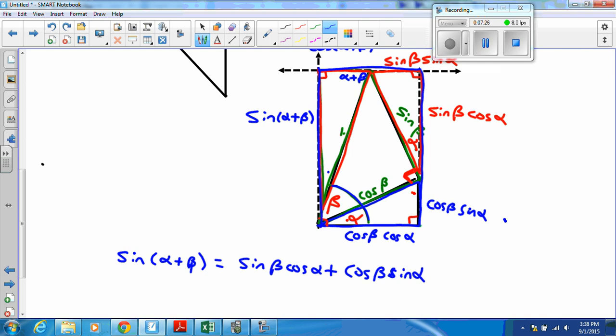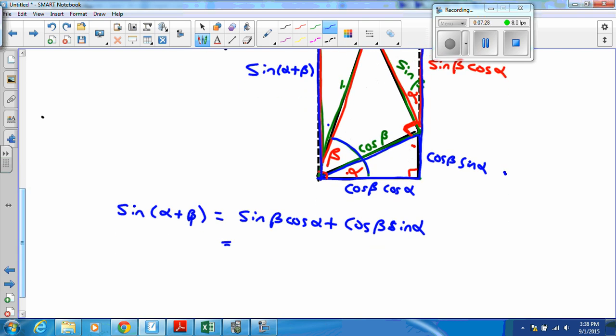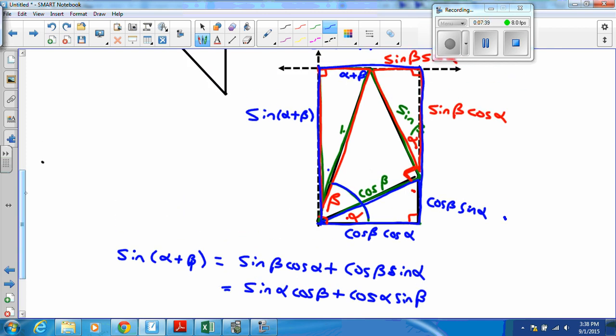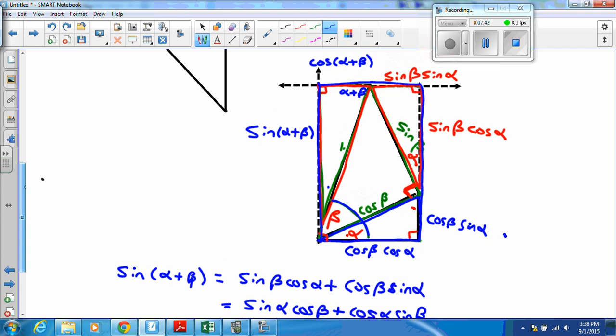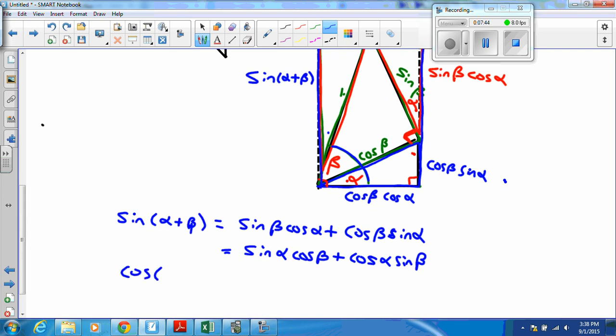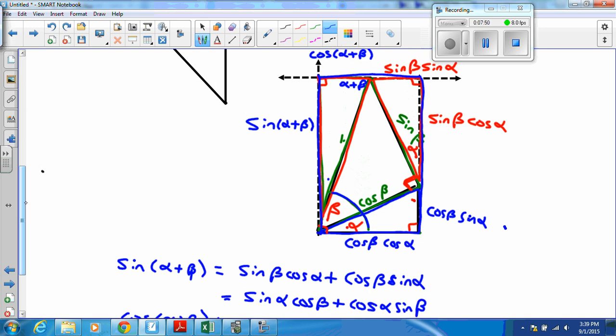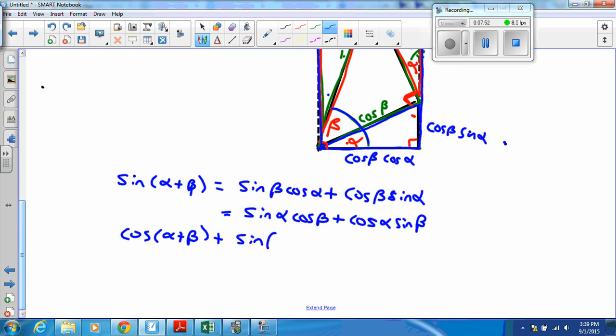And with just a little bit of commutative action, we get the identity that we were looking for, sine alpha cosine beta plus cosine alpha sine beta. And if we match the top sides together, then we have cosine of alpha plus beta plus sine beta sine alpha equals cosine beta cosine alpha, and some subtraction gives us what we were looking for here.